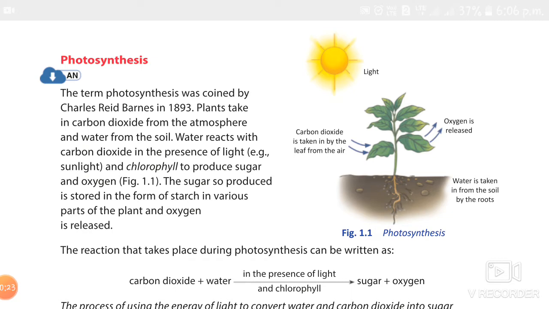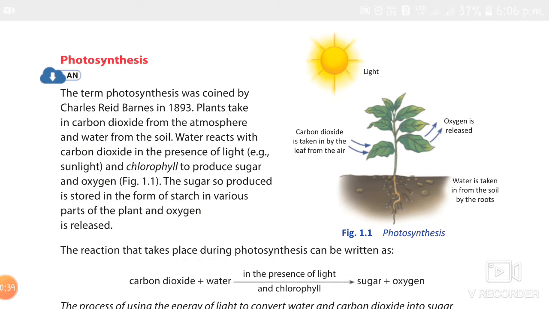First, the definition of food. What is food? The substance broken down by chemical processes in the body of an organism to give energy is called food.